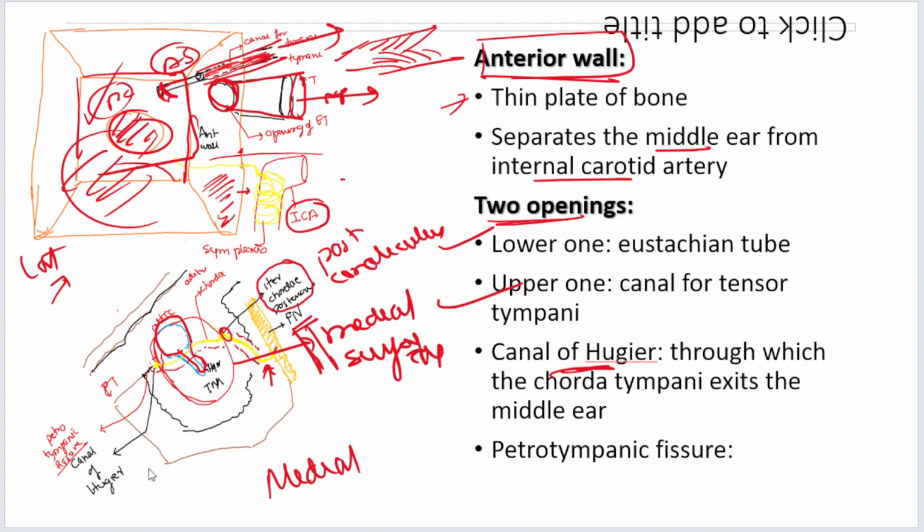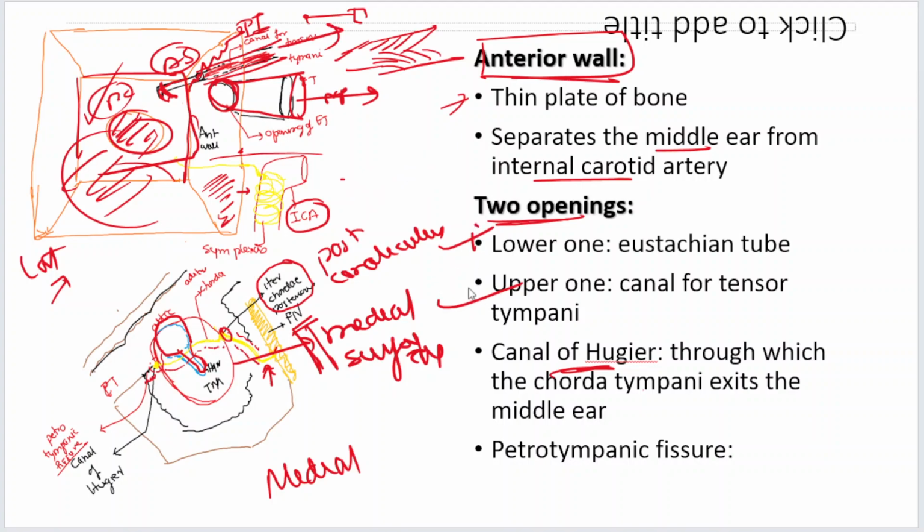Okay. And there is another structure that is present, something called the petrotympanic fissure, at this part. The petrotympanic fissure is the fissure in between the temporomandibular joint and the tympanic cavity. You don't have to remember that, but you have to remember that there are four structures.